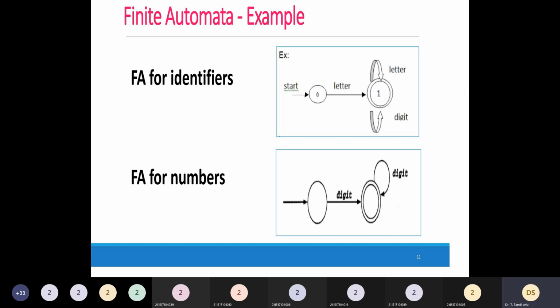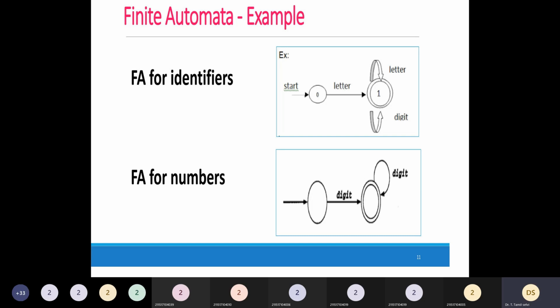For example, sum1 is an identifier: S is the letter followed by u, then another u, then the last letter m, and then the last one we have a digit 1. This is an identifier. So for this particular identifier, we need to draw the mathematical model, the graphical representation. In this, we have a graph representation. Graph means it consists of a number of vertices and edges. A circle is used to represent the states, and the arrow symbol is used to represent the transition from one state to another state.